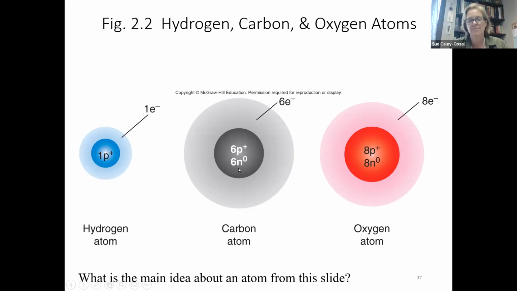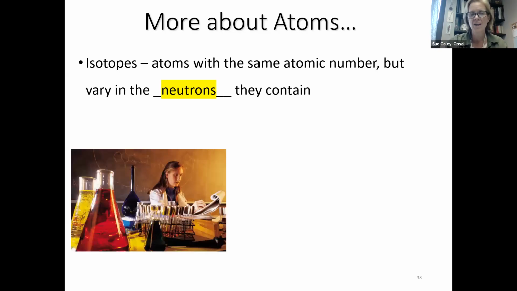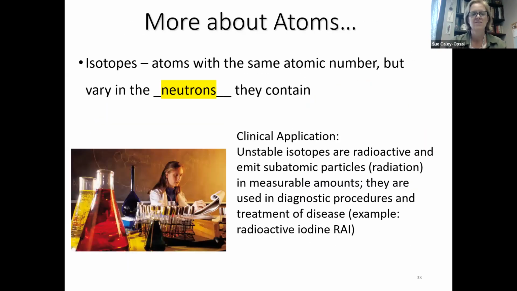Now, for some atoms, like carbon, which has the same number of protons and neutrons in the nucleus, there are isotopes of carbon where the number of neutrons differs. So isotopes are atoms with the same atomic number, but they vary in how many neutrons they contain. That's why when we were talking about atomic weight, it's like the average of the different forms of each atom. So why are these important? Isotopes are important because they can be used clinically.